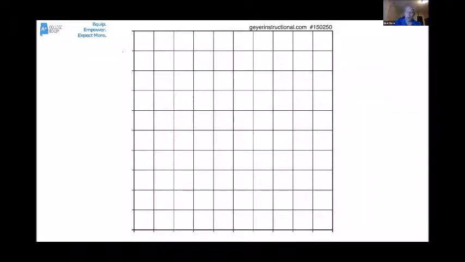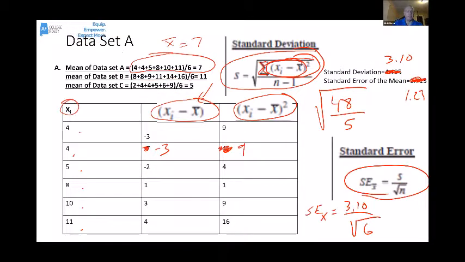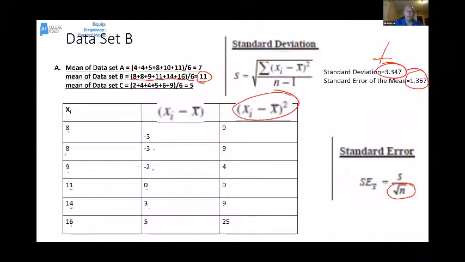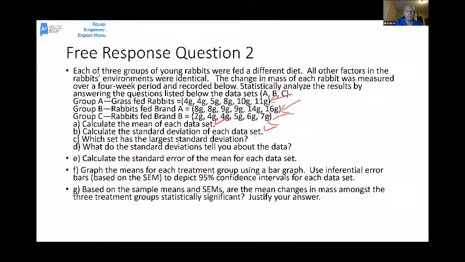And this asks us to graph. Let's go back to our question. This is really the important part. So we calculated the mean. We calculated the standard deviation. The largest standard deviation was in data set B, 3.347. And remember, standard deviations tell us about the variation within the data.